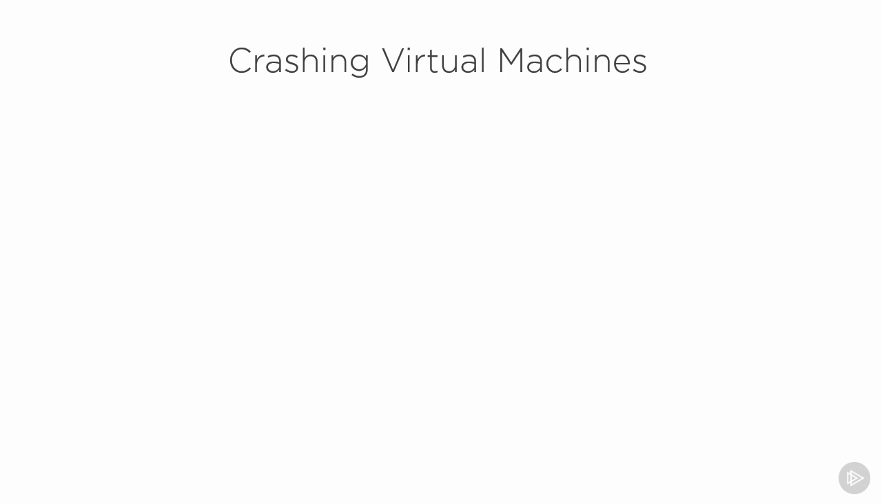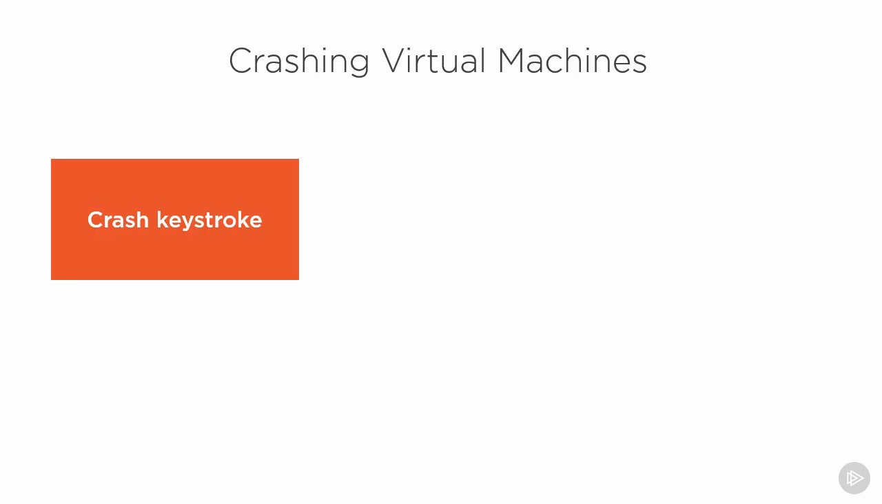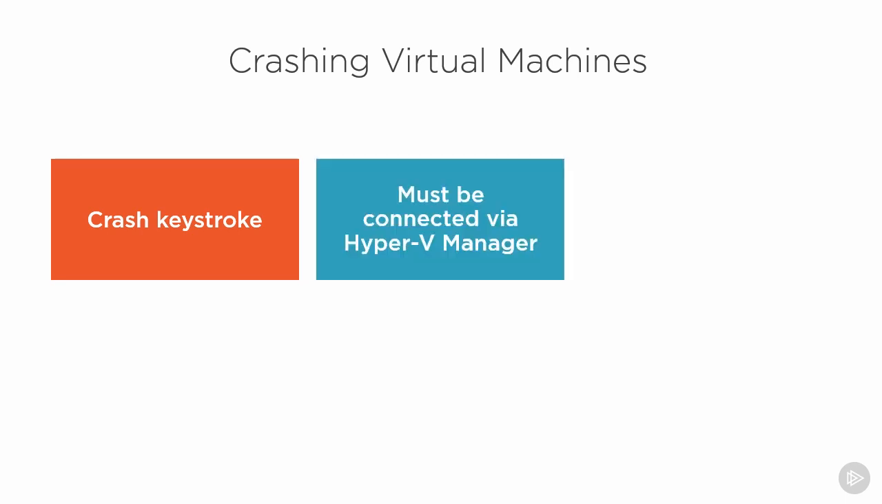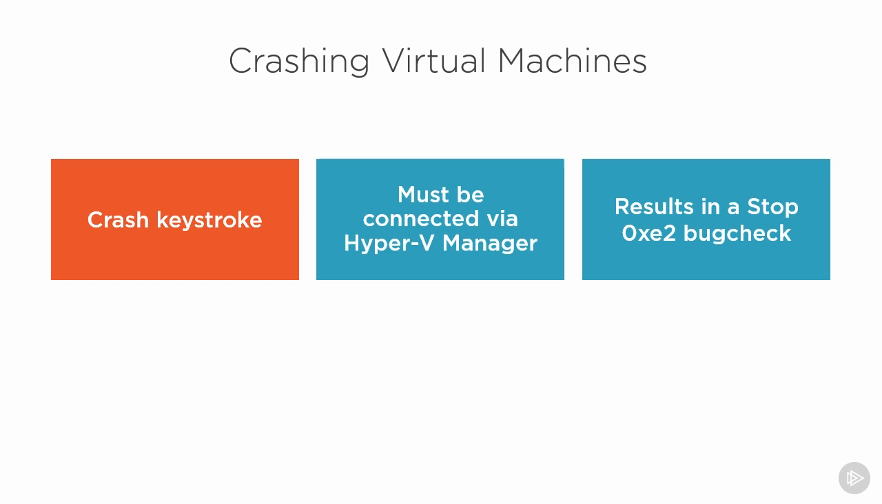Now that Hyper-V and virtual machines are becoming more and more prevalent, you need to know how to force a crash on a virtual machine. There's primarily two different ways to go about doing this: the traditional crash keystroke that we just learned about. The only caveat here is that you must be connected to the virtual machine via the Hyper-V Manager. And this will result in a Stop E2 type bug check.